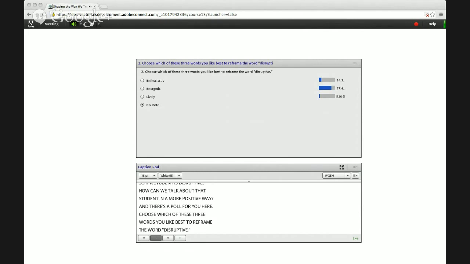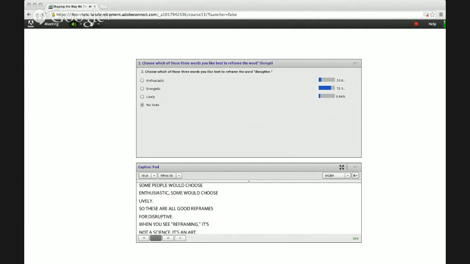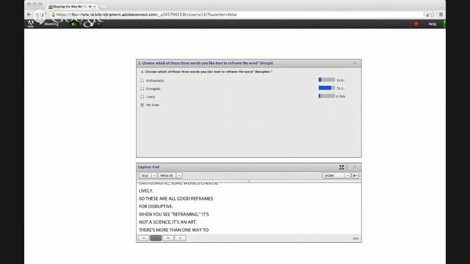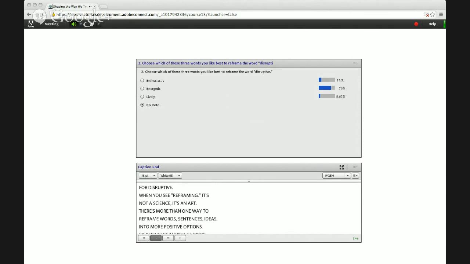Okay, so there's a mix here. It looks like the majority of you like energetic. Some people would choose enthusiastic. Some people would choose lively. So again, these are all good reframes for disruptive. So you see, reframing, it's not a science, it's an art. There is more than one way to reframe words, sentences, ideas into more positive options. So keep that in mind as we're going through this and beyond the webinar as well. So let's go ahead and go back to the slides.